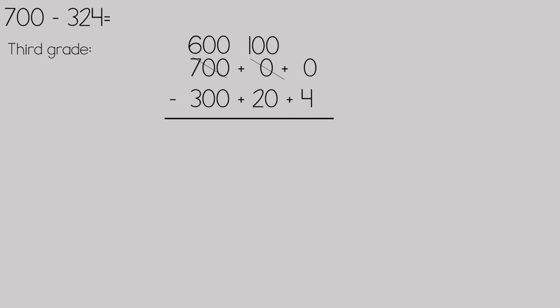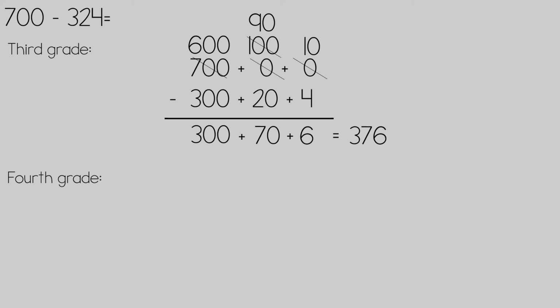However, we still need a value in the ones place in order to subtract, so we would regroup the 100 to be a 90 in the tens place and a 10 in the ones place. We can now subtract across the entire equation. 10 minus 4 equals 6, 90 minus 20 equals 70, and 600 minus 300 equals 300. Now we add together each place value to arrive at our answer of 376.